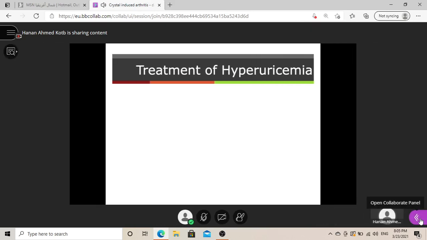طب يبقى يعتمد على إيه؟ هعتمد على level of hyperuricemia. تمام؟ وأول حاجة في التريتمنت إن أنا I need to search for the cause عشان I need to treat the cause. ساعتها الهايبريوريسيميا هتبقى managed.